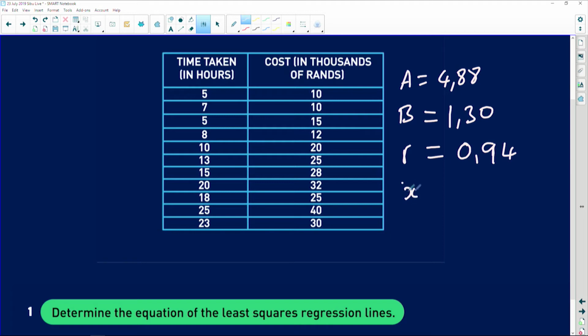Now I encourage you to get the mean value of the X and the mean value of the Y values. This is going to be useful when you have to draw your line of best fit, because your line of best fit must pass through the point where X bar and Y bar meet, right?